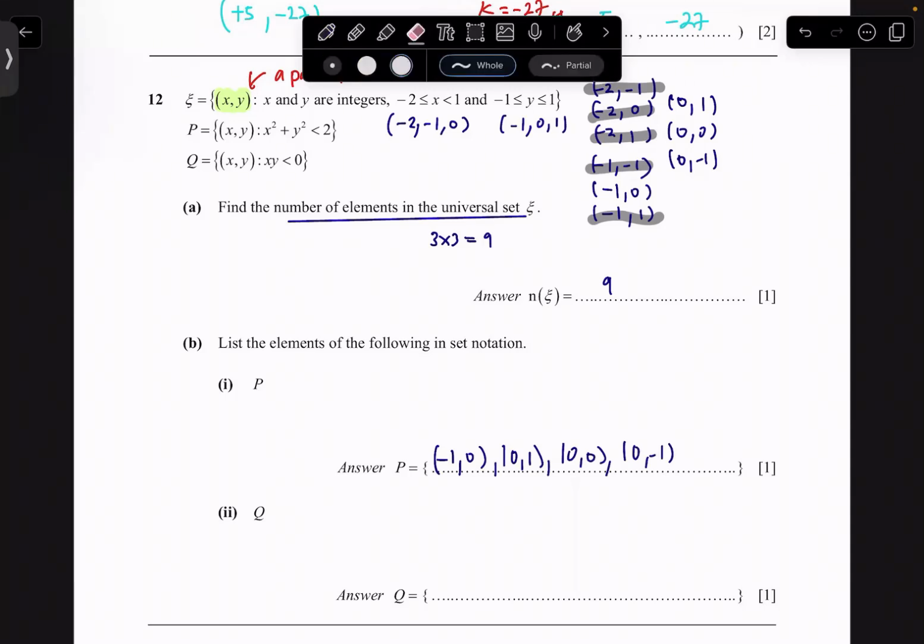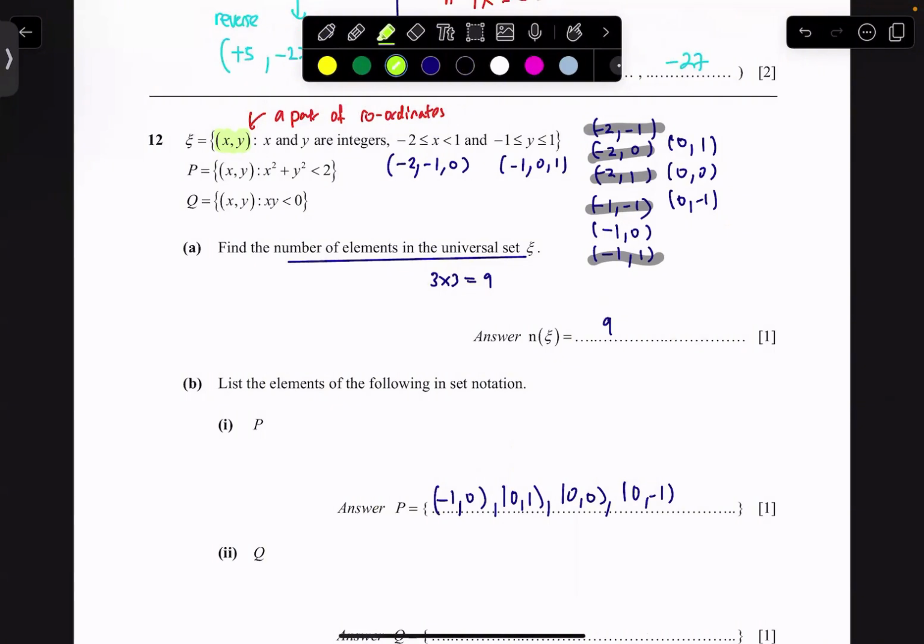Now Q is xy less than 0. So with xy less than 0, 0 also cannot. So these 3 are out. This one, xy is positive, so cannot. This one is 1. Then the second one, so 2 elements, out.